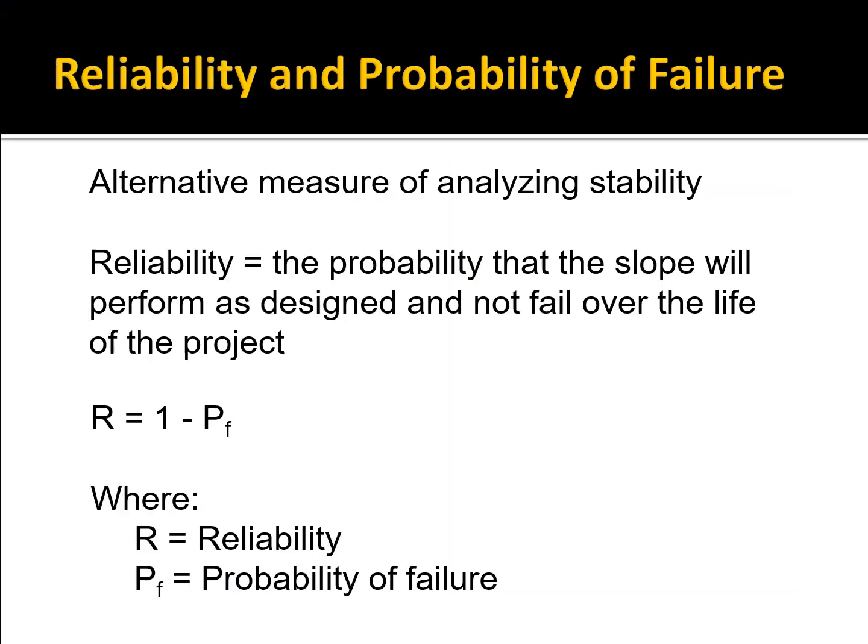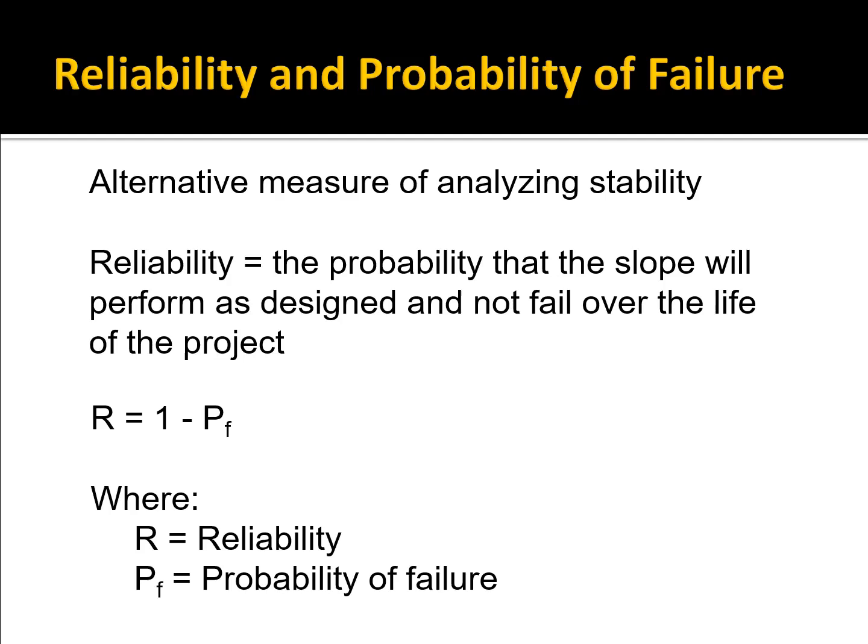But still, there is a different way to look at slope failure. Instead of using a factor of safety, we can look at reliability and probability of failure. The probability of failure is the percent likelihood that a dam or a slope is going to fail. Is it 10%, 5%, 1%? That's a pretty intuitive thing.